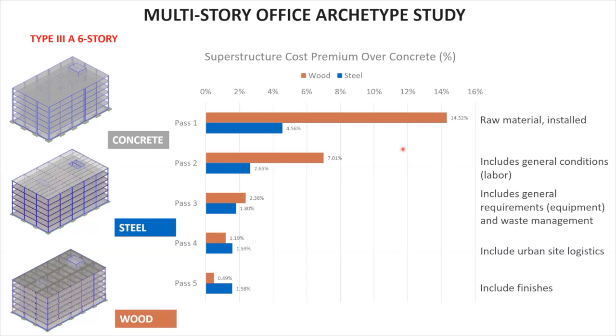We had the same contractor that did Plat 15 look at this same study. And we said, well, in fact, it takes 3 less months to erect this than the other 2. So if we include that in general conditions, it reduces the premium from 14 down to 7%. General requirements, equipment, waste management: now we're down to 0.38%. And then in a 4th pass, including urban site logistics for the Plat 15 site, we're down in the competitive zone. And if I cheat a little bit and include finishes, it gets even better.